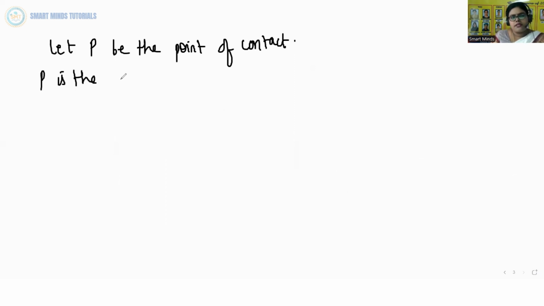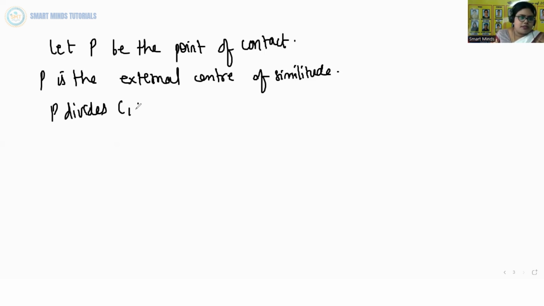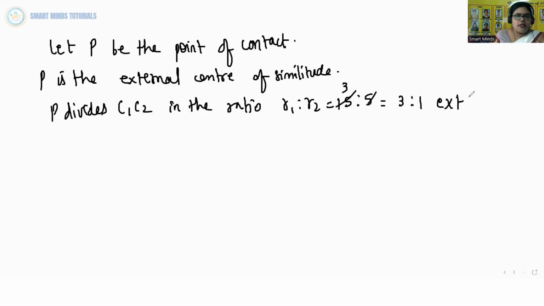Let P be the point of contact. So P is the external center of similitude. Okay. So P divides C1 C2 in the ratio R1 is to R2. What is R1 is to R2? 15 is to 5. So 5 ones are 5, 5 threes are 15. So that is 3 is to 1 externally.